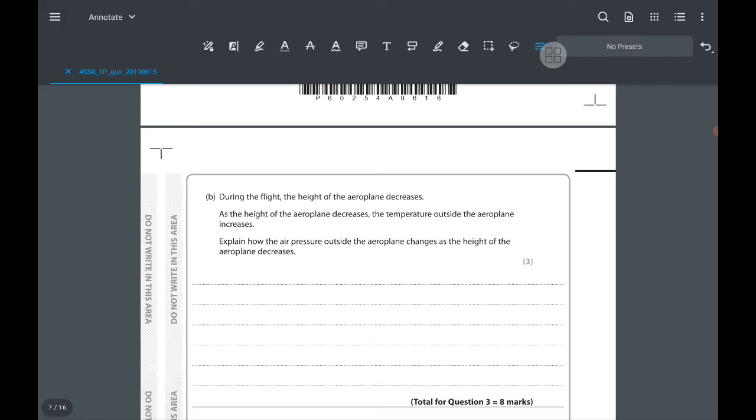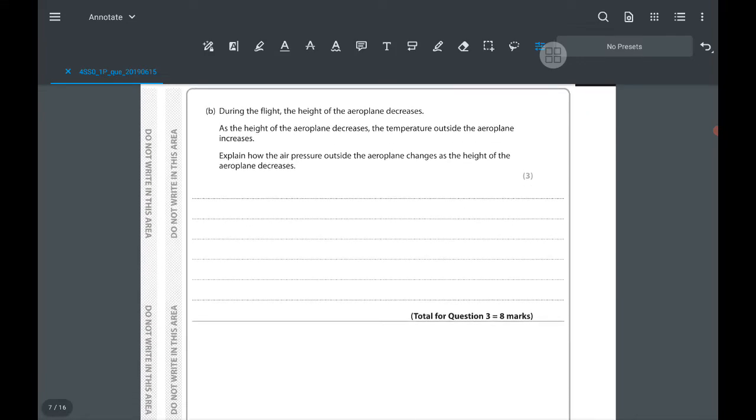Then next question, during the flight the height of the aeroplane decreases. As the height of the aeroplane decreases, the temperature outside the aeroplane increases. Explain how the air pressure outside the aeroplane changes as the height of the aeroplane decreases. So first thing that you need to understand is when the height is decreasing, the temperature outside the aeroplane is increasing.